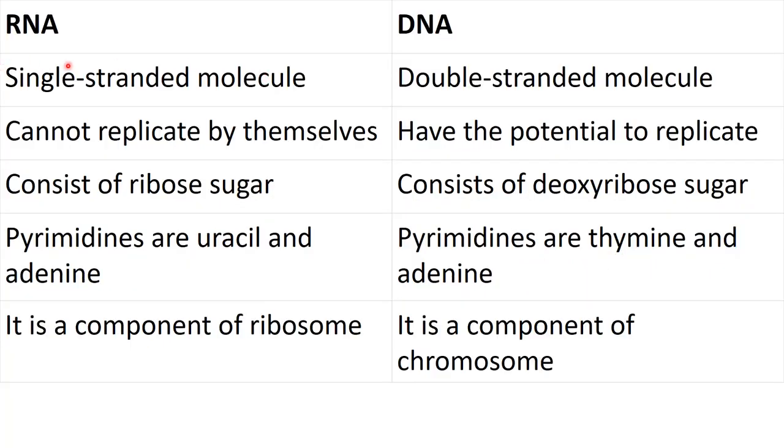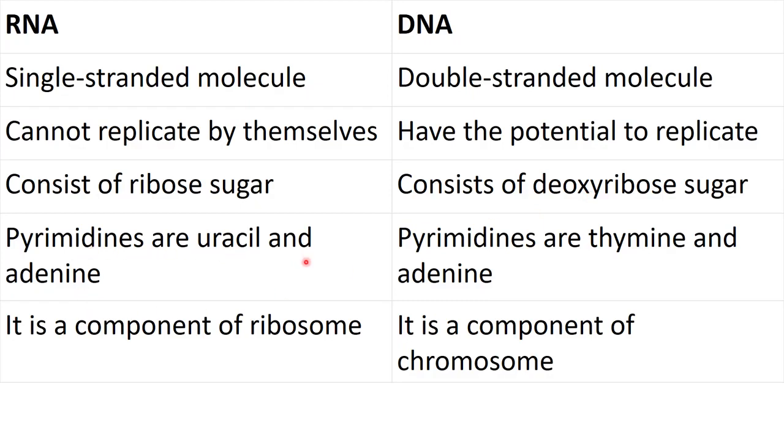Next, in the same question number 12, you need to differentiate RNA and DNA. So RNA is a single stranded molecule and DNA is a double stranded molecule. RNA cannot replicate by itself, while DNA has the potential to replicate. RNA consists of ribose sugar, while DNA consists of deoxyribose sugar.